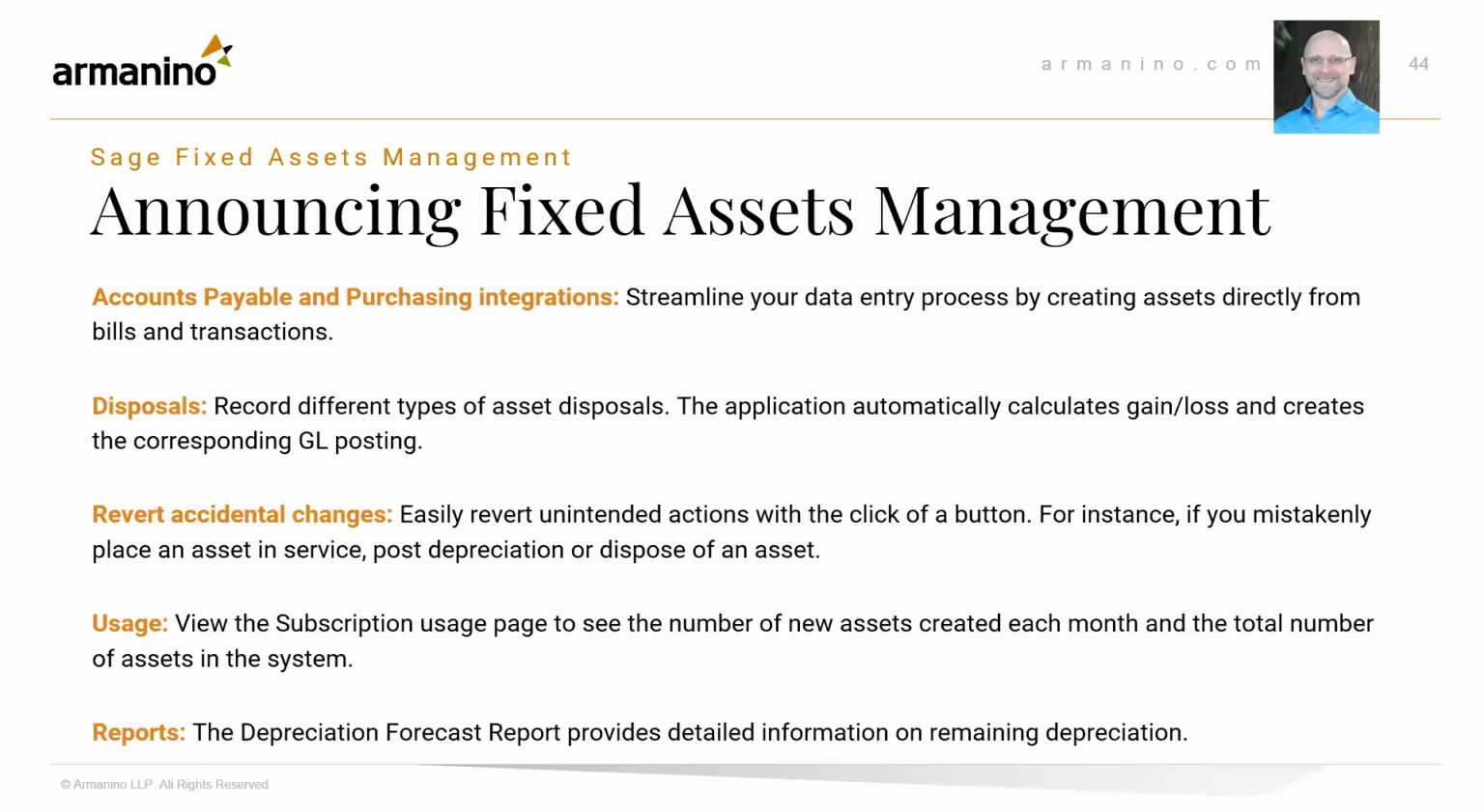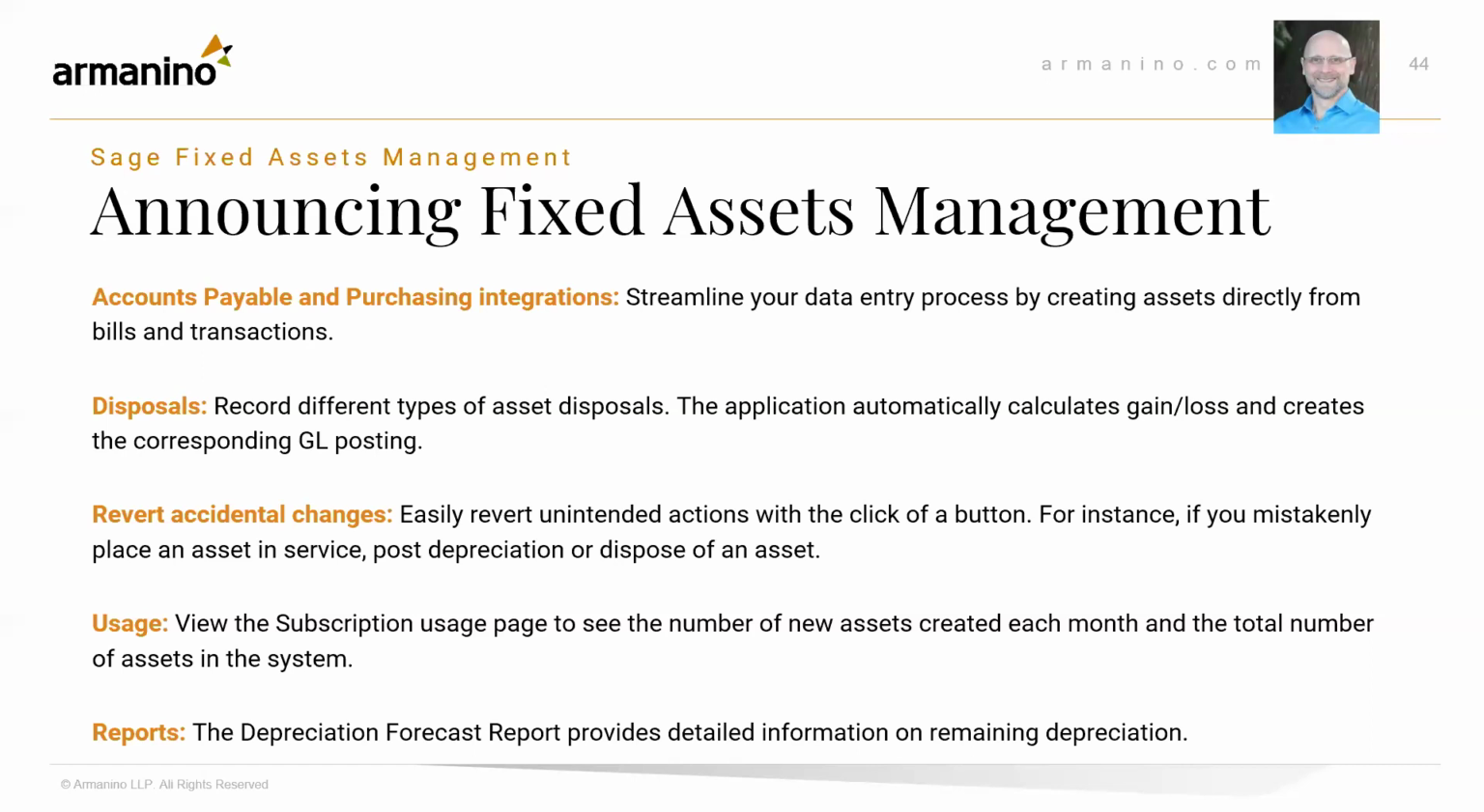Now, one of the new things that they did augment here was the ability to create fixed assets not just from an AP bill, but you can also create it from purchasing. So that's nice. In the previous release, you could not do disposals yet. So you can now do disposals, which is nice. And it's always had the ability to revert accidental changes. That's super cool.